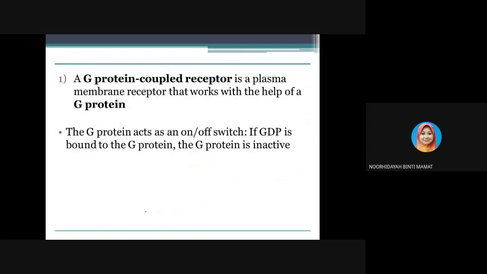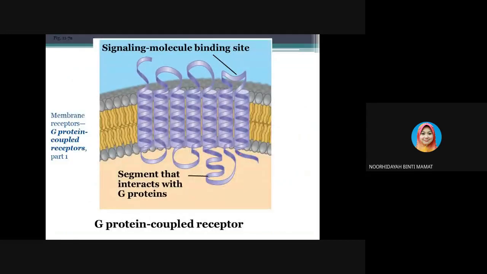So we go to the first membrane receptor, which is the G protein-coupled receptor. This is a plasma membrane receptor that works with the help of a G protein. That is why we call it a G protein-coupled receptor. The G protein acts as an on or off switch. If GDP is bound to the G protein, the G protein is inactive. GDP stands for guanosine diphosphate.